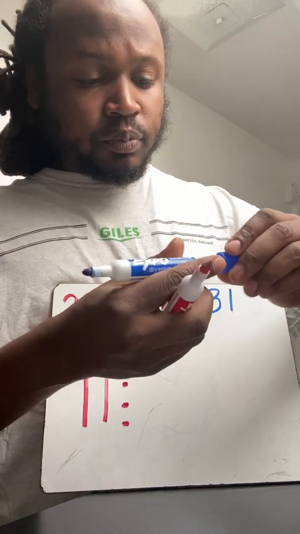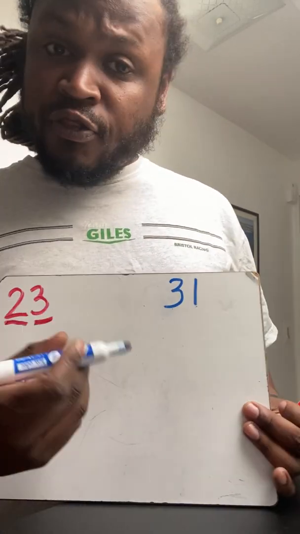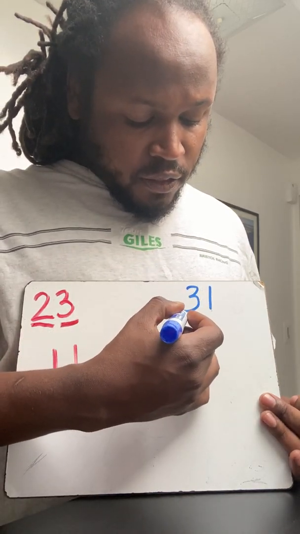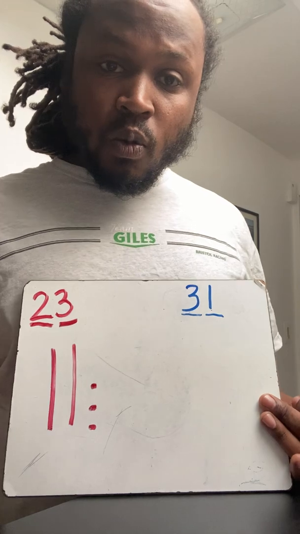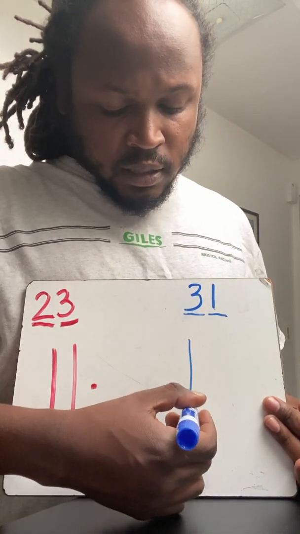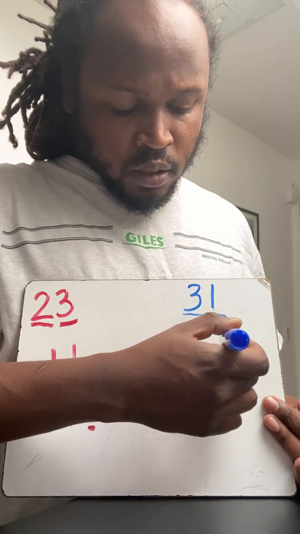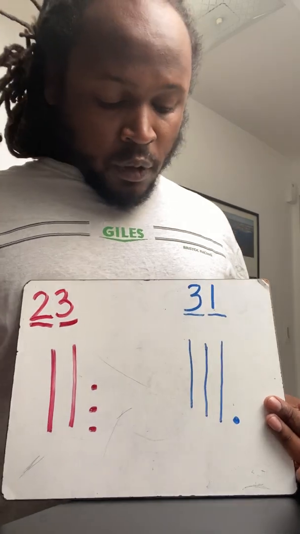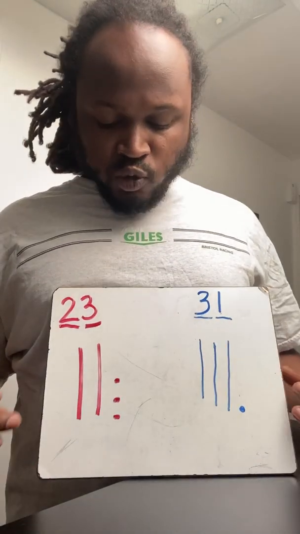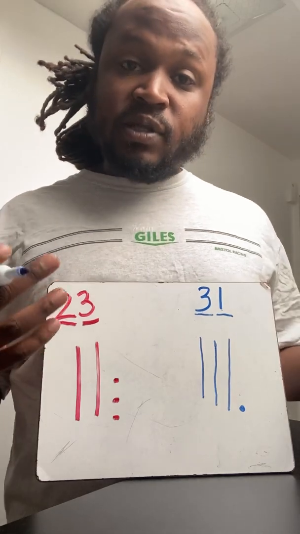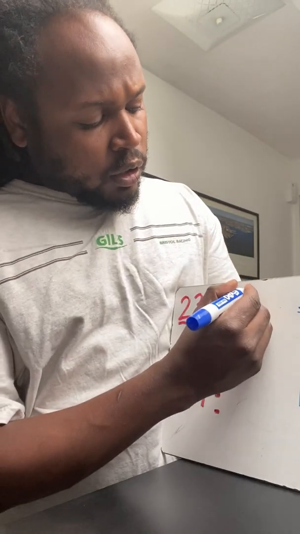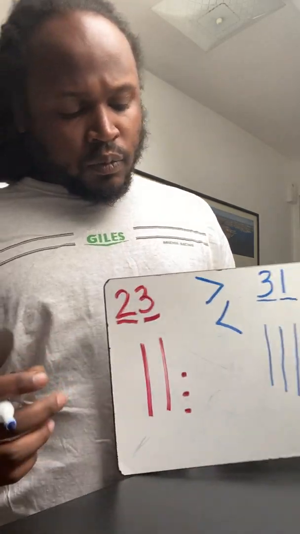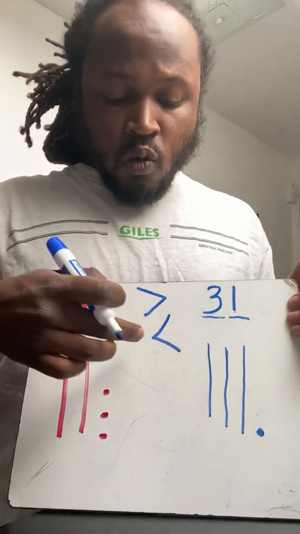And over here, I have the number 31. All right. So in the number 31, we know we have 3 tens and 1 one. All right. So I have 10, 20, 30, and then 31. All right. And so now what we're going to do is compare 23 and 31 by using the terms greater than or less than.